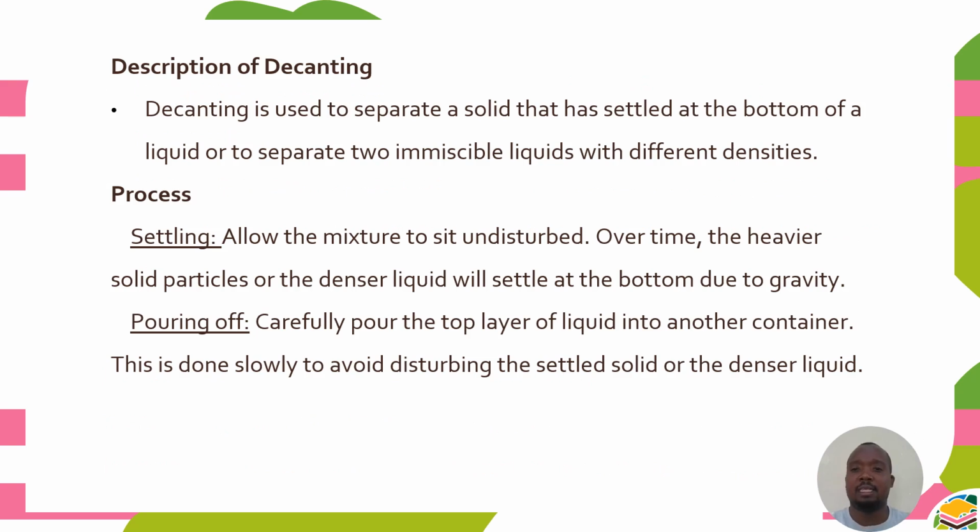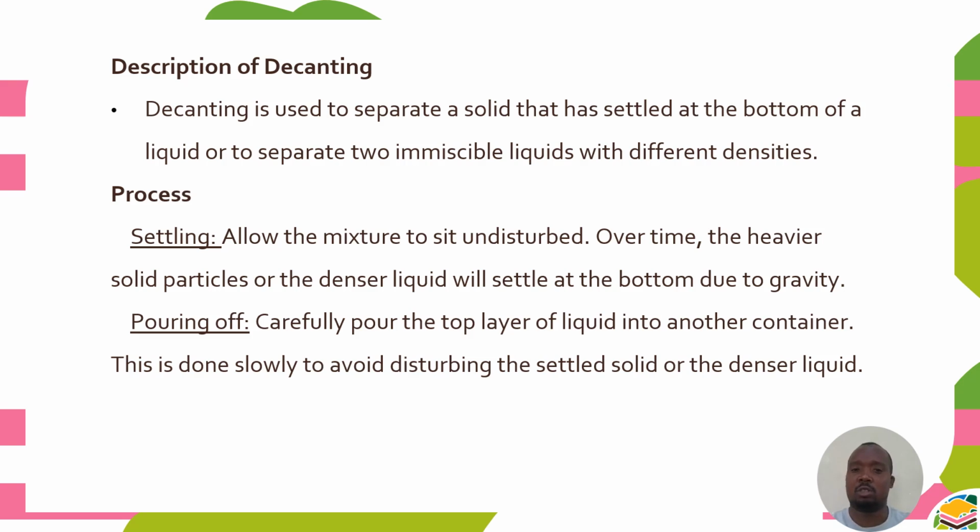Now, let us have an overview, a clear description of this physical process known as decanting. Decanting is used to separate a solid that has settled at the bottom of the liquid, or to separate two immiscible liquids with different densities, because each liquid has its own density. If the densities are different, it simply means that one has a higher density, while the other has a lower density. It will not work if they have the very same densities.